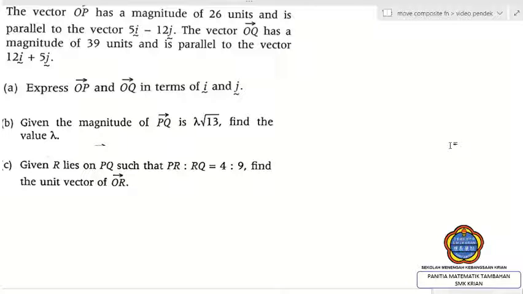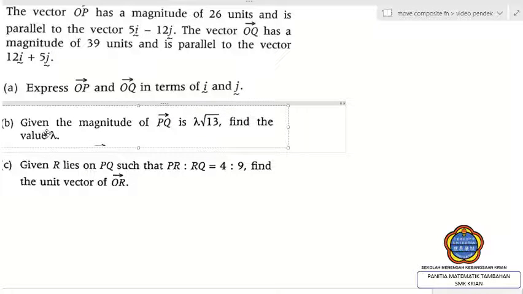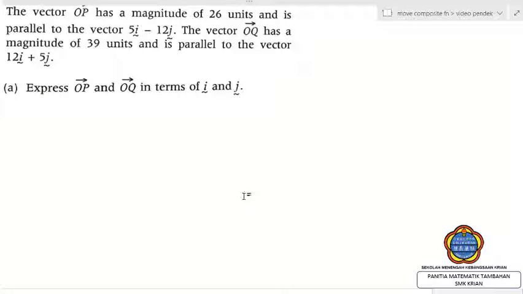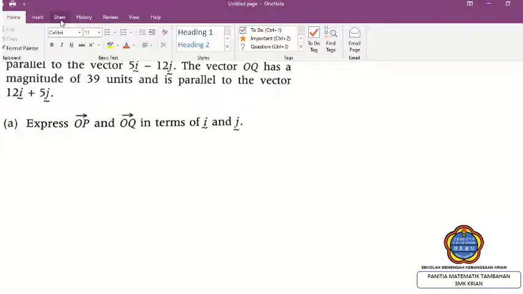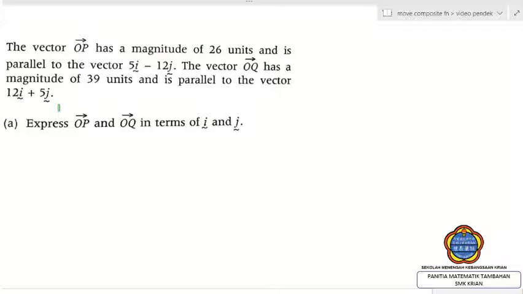Okay, now we start with question A. Express OP and OQ in terms of i and j. As you can see here, vector OP only gives us the magnitude. Magnitude OP is 26 units. Magnitude of OQ has 39 units. Parallel to vector 5i minus 12j, 12i plus 5j.